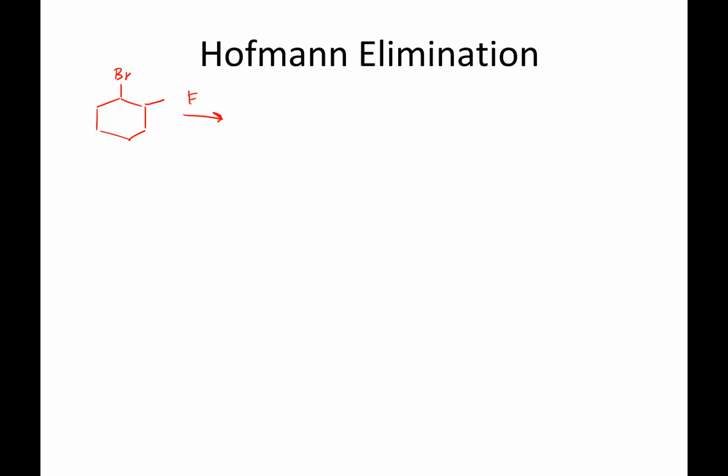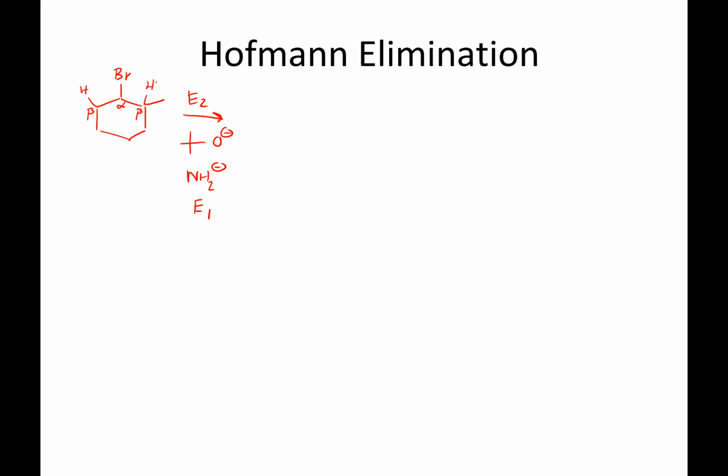If I was going to do an E2 reaction on this alkyl halide, I have choices of bases, right? I can use tertiary butoxide, or I could use NH2-. I could also do this reaction by E1. Looking at this, here's my alpha, here's my beta carbons, and there are my two beta hydrogens.